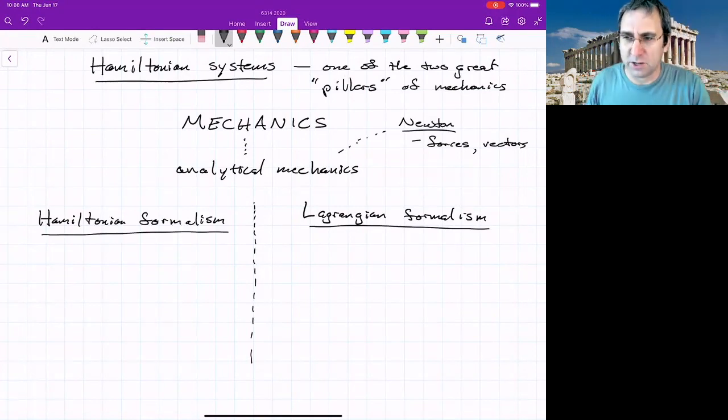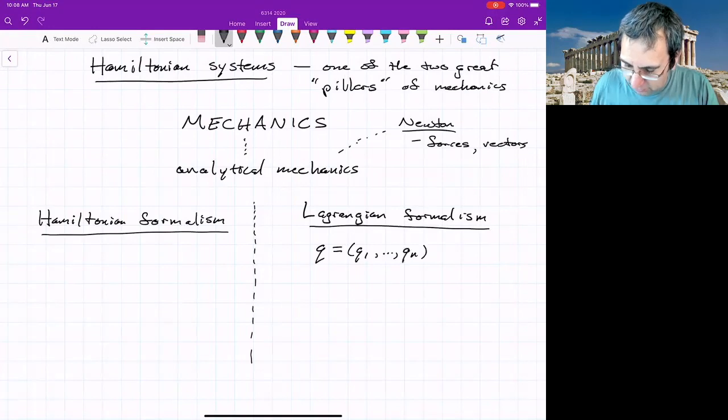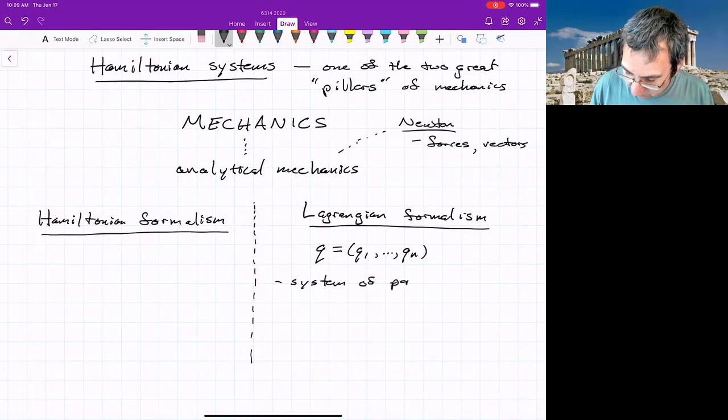So in the Lagrangian formalism, you take coordinates called generalized coordinates. Think of this Q as actually a vector or an n-tuple of, say, little n degrees of freedom, if you want. Coordinates that describe the configuration of your system. And maybe your system is made of a system of particles and rigid bodies.